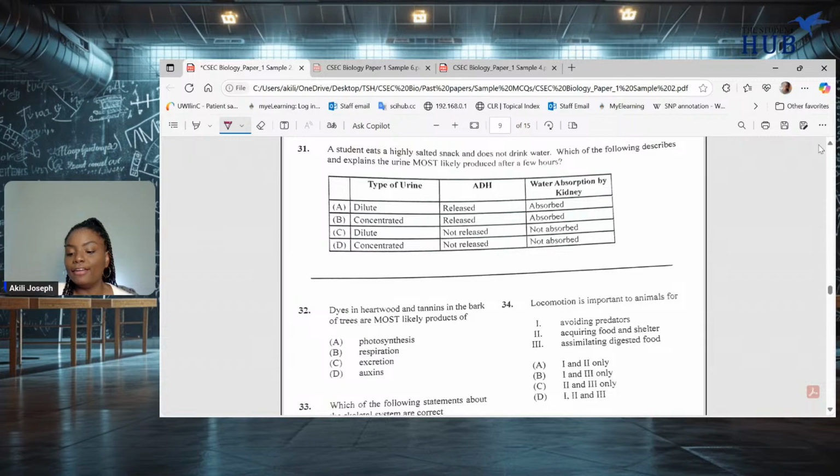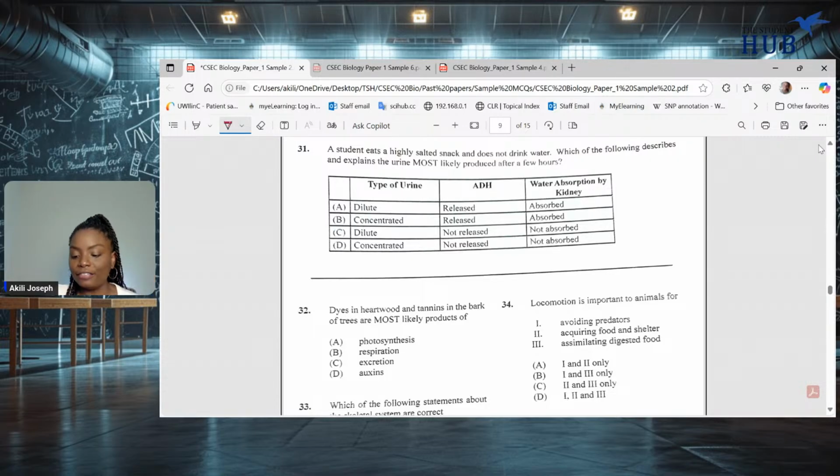So again, if the student eats a highly salted snack and does not drink water, it means that the student is likely going to be dehydrated, or the water potential of the blood will be too low. So we need to get more water back into the blood, right? If we're conserving water, we definitely want to produce more concentrated urine, i.e. we want less water to be in the urine, right?